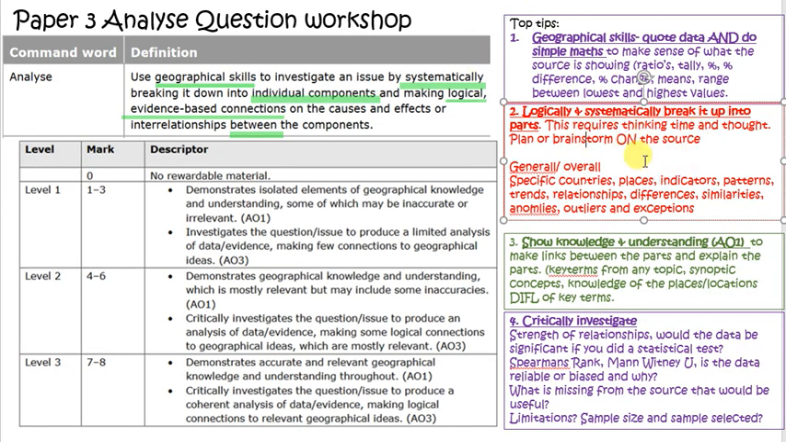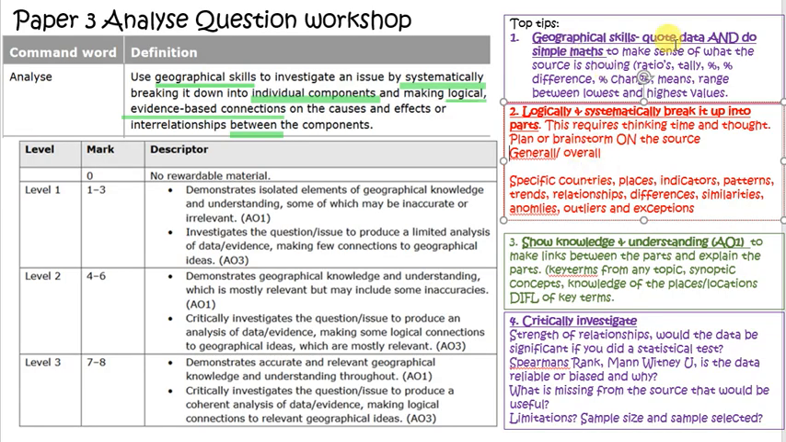Right, so how can you logically break it up? Well, start with the general or overall pattern, trend, or relationship. Is it a positive relationship? Is it a negative relationship? Is it a strong relationship, pattern or trend? Yeah, so start with overall.